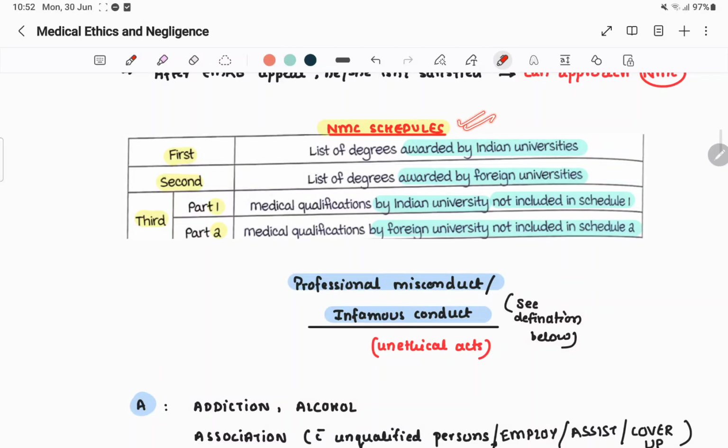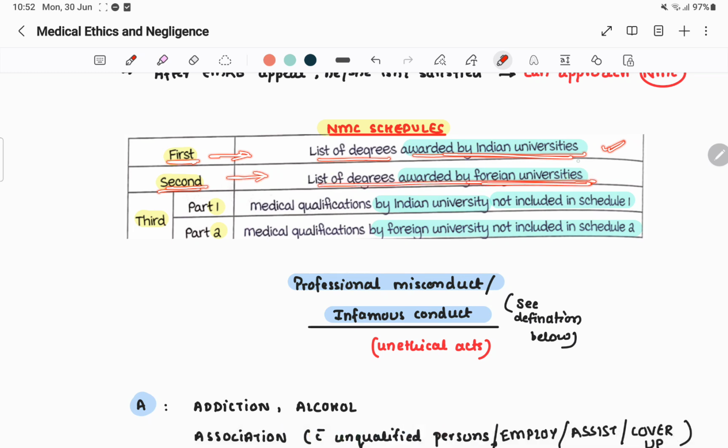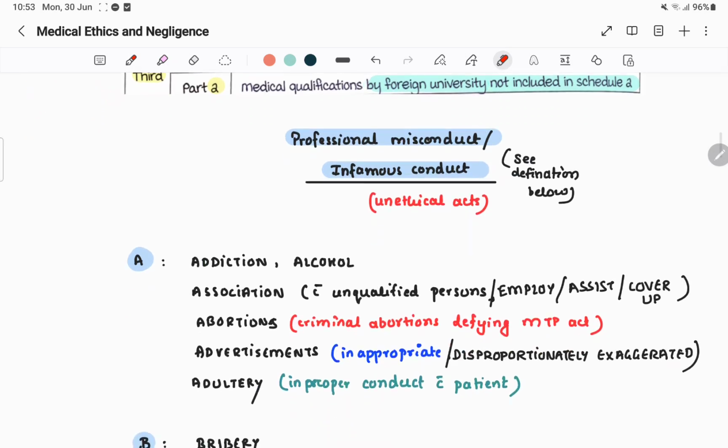So what are the schedules of NMC, which is not much important? First schedule: list of degrees awarded by Indian universities. Second schedule: list of degrees awarded by foreign universities. Third schedule, part 1 is medical qualifications by Indian universities not included in schedule 1, and part 2 is medical qualifications by foreign universities not included in schedule 2. This is not much important, just to know.